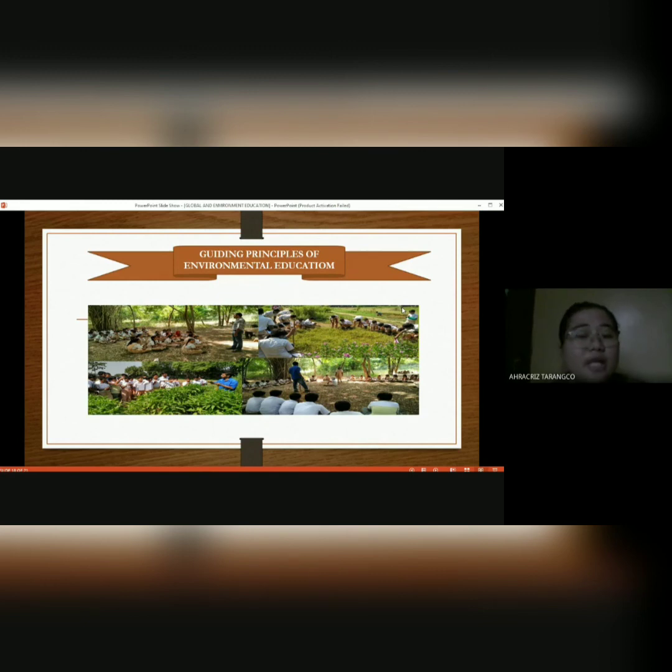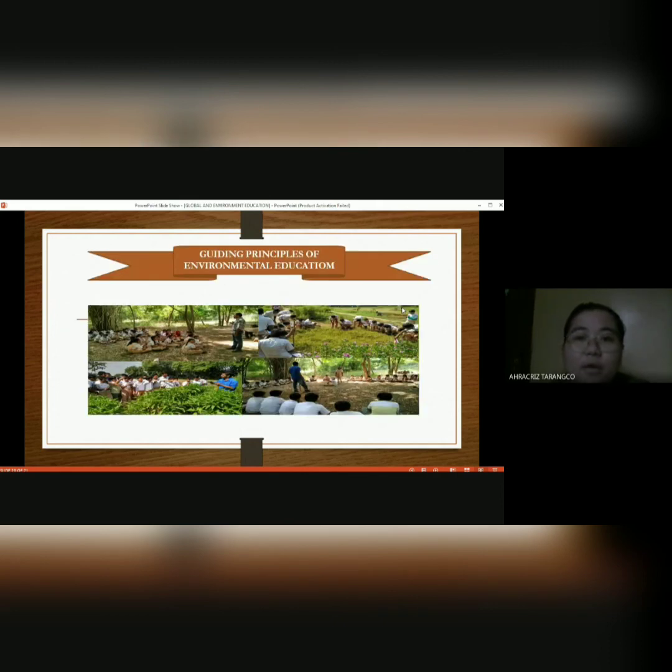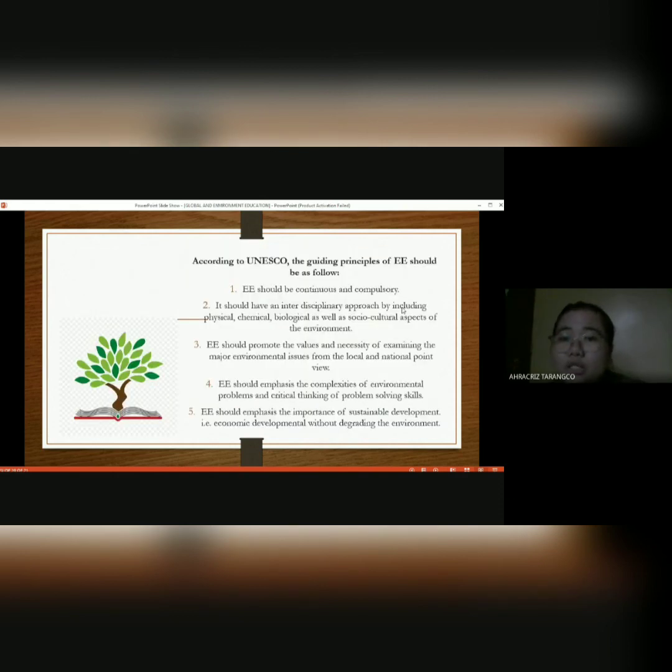Guiding principles of environmental education. There are eight guiding principles of environmental education. According to UNESCO, the guiding principles of EE shall be as follows. The first one is EE should be continuous and compulsory. The second one is it should have an interdisciplinary approach by including physical, chemical, biological, as well as sociocultural aspects of the environment. EE should promote the value and necessity of examining the major environmental issues from the local and national point of view.